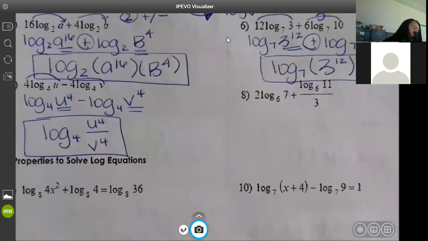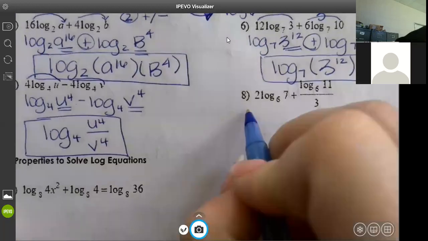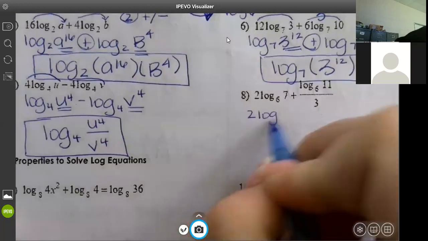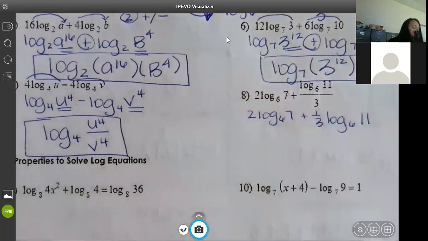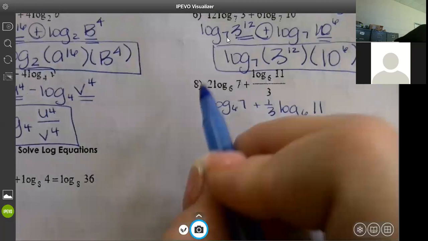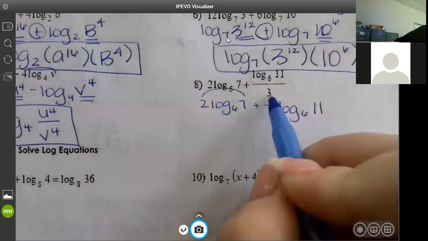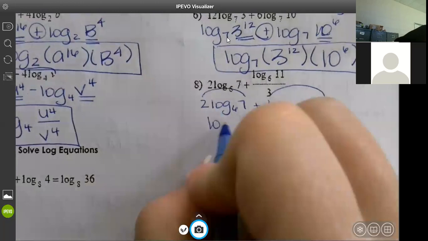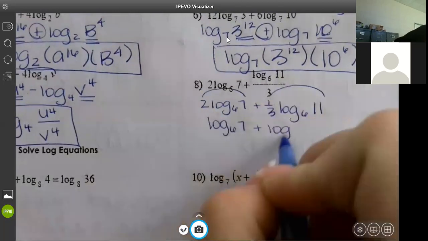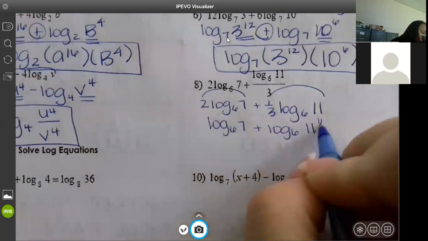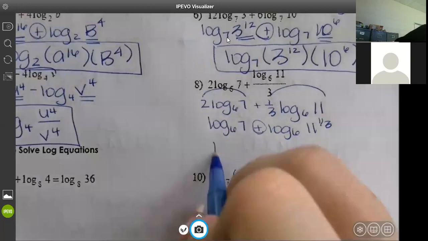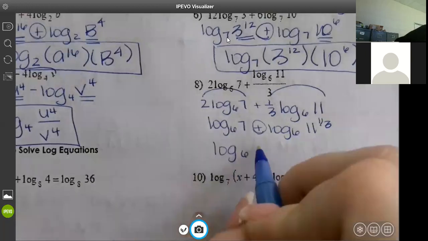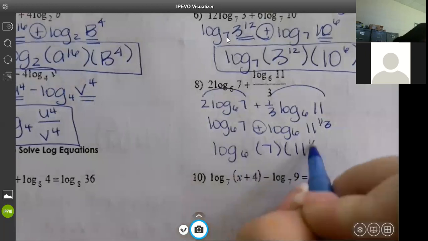And then in the last one, remember I told you how to rewrite this. So we're going to start by rewriting that right there as 1/3 log base 6 of 11. Now it looks just like the other ones that we've done, log base 6 of 11. Numbers in front, we're going to move. So we get log base 6 of 7 plus log base 6 of 11 to the 1/3. And then because we have add, we're going to put it together by multiplying it. Log base 6 of 7 and then 11 to the 1/3.